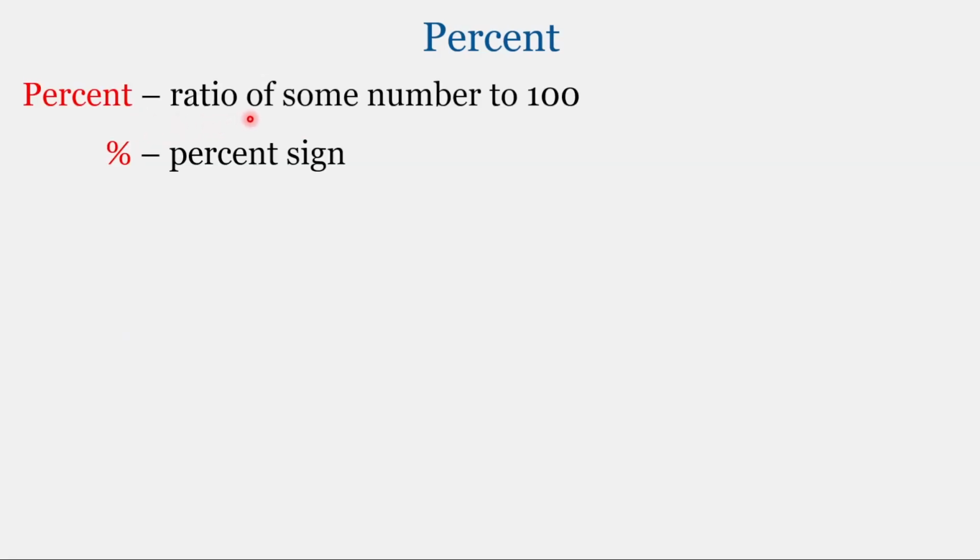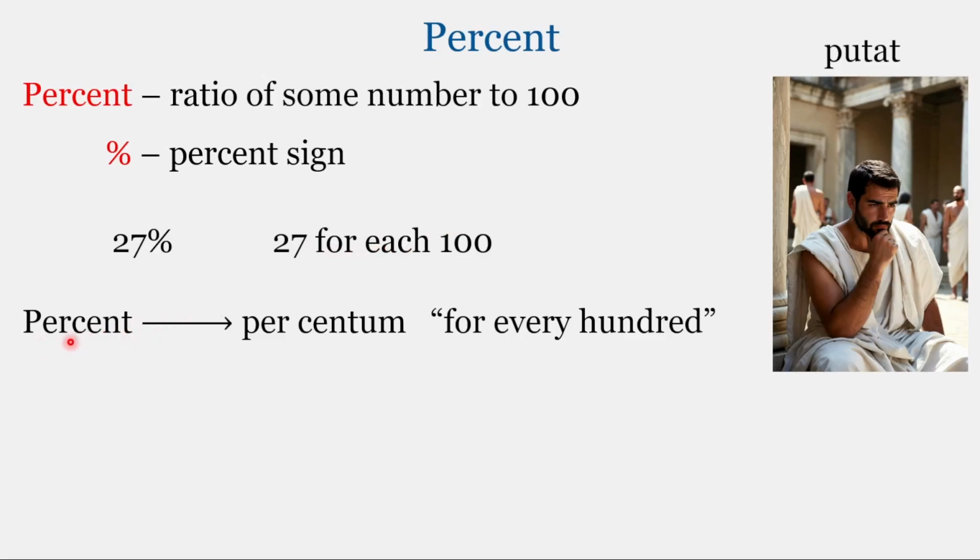A percent is a ratio of some number to 100. And when we talk about percent, we often use this percent sign. So if we see 27%, that means we have 27 for each 100. So 27 to 100. Again, it's a ratio of some number to 100. So the key here, that second number in our ratio is always 100 when we're talking about percent. And it's even in the name.